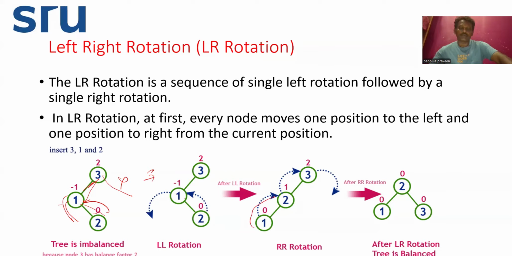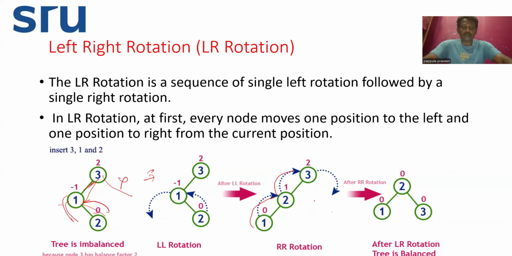Now one is moved to right and two is moved to right. Automatically three is moved to right. After right rotation, we get the elements in balance factor. So this is called the left right rotation. Observe here. First one is the left rotation, second one is the right rotation. So finally, left right rotation.